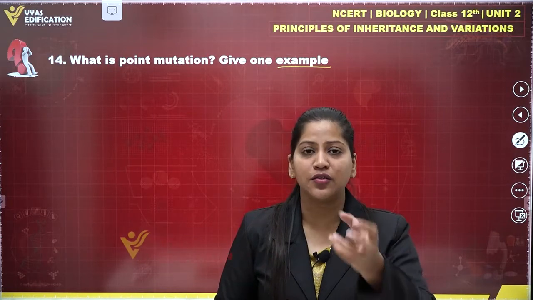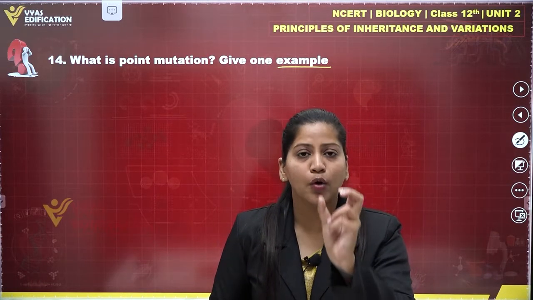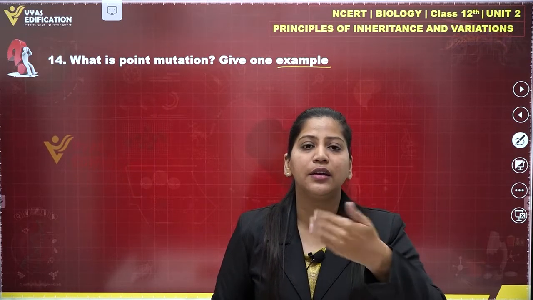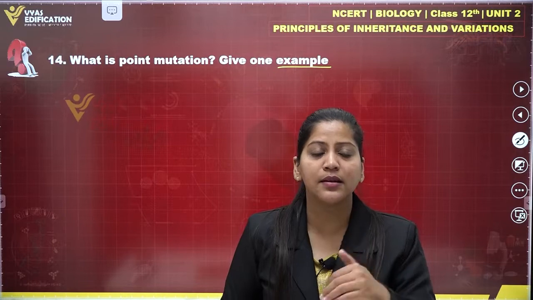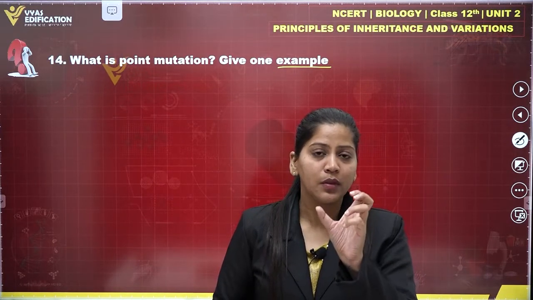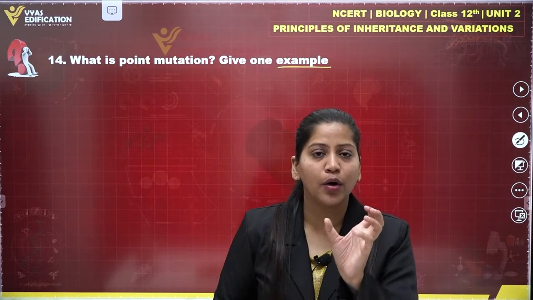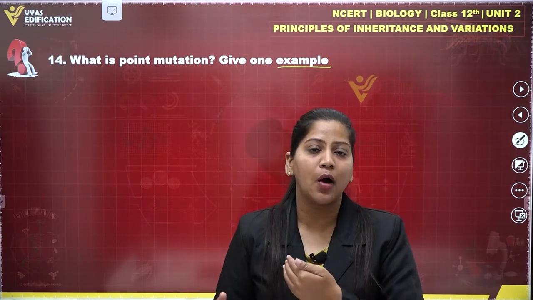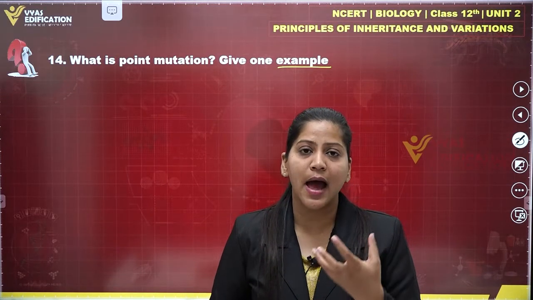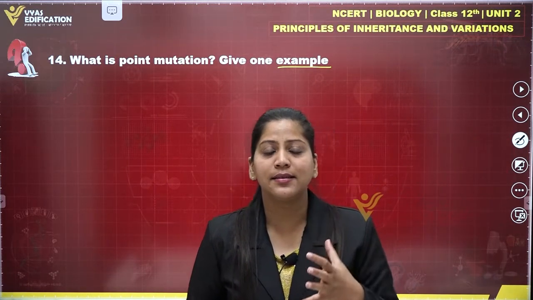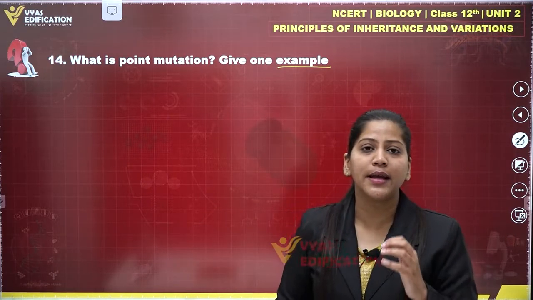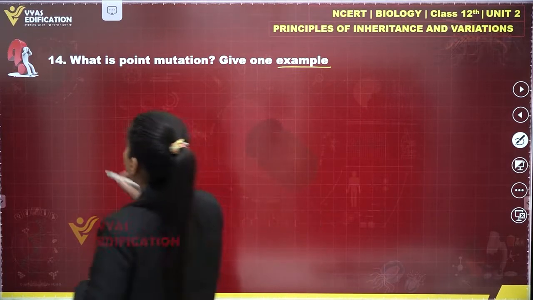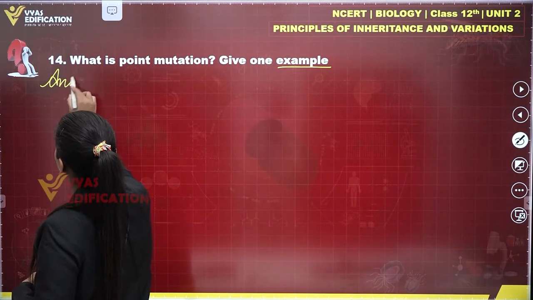In the codon GAG, the A between the two Gs is interchanged by T. This changes the codon into GTG, which now codes for the amino acid valine. And this amino acid valine produces sickle cell anemia in an individual. So now let's write the answer of question number 14.